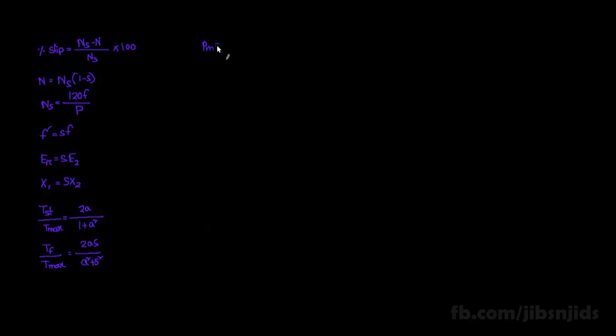Rotor gross output is obtained by subtracting rotor copper loss from rotor input power. And rotor copper loss is equal to the multiplication of slip and rotor input power. So we are getting rotor gross output is equal to 1 minus the slip of induction motor, which will be multiplied by the rotor input power or the stator output power.